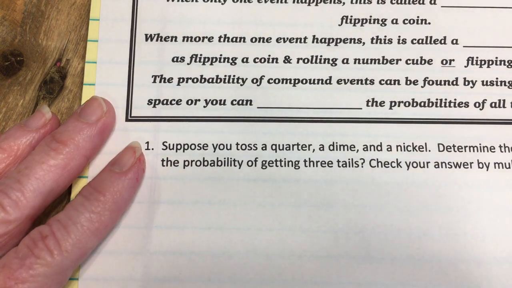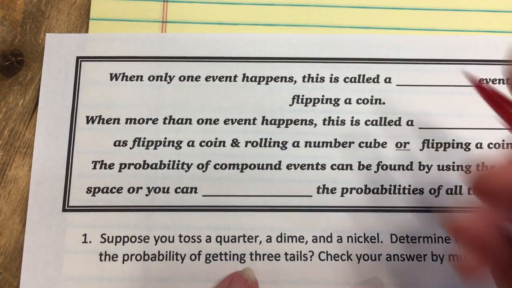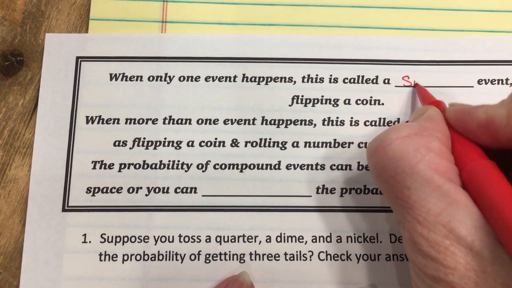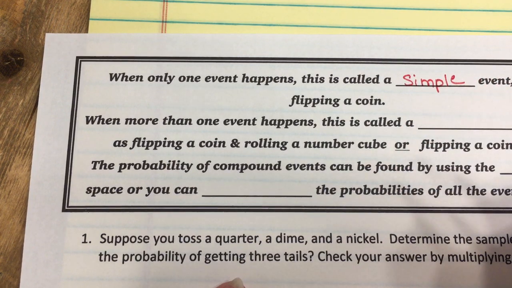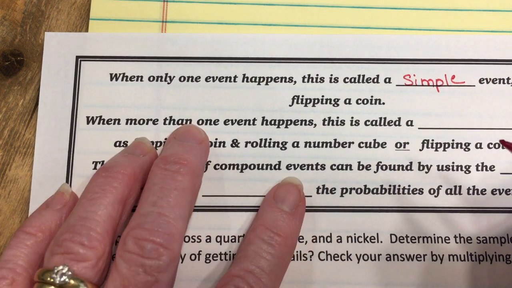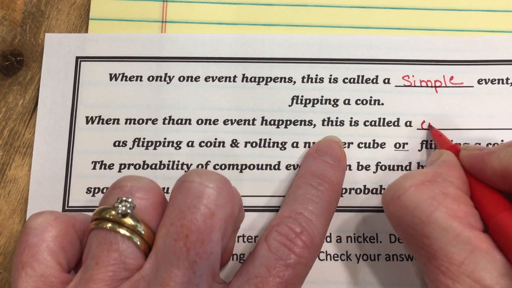When only one event happens, only one event, not events, that's called a simple event. We did this earlier. That's like flipping a coin or rolling a die one time. When more than one event happens, this is called a compound event.